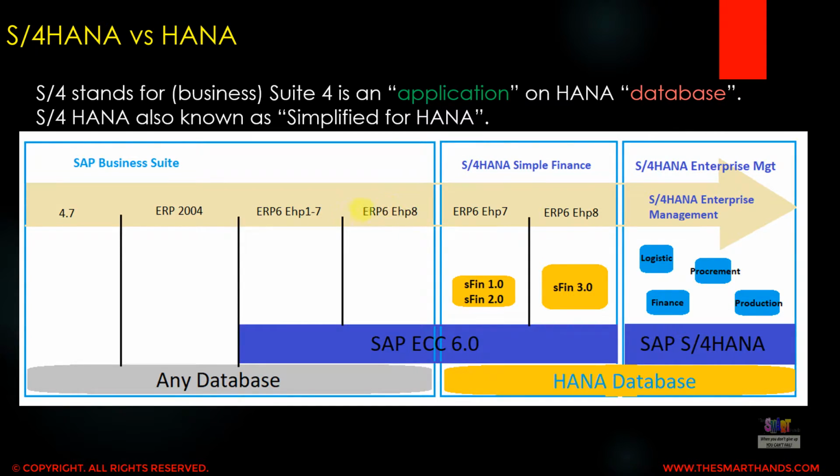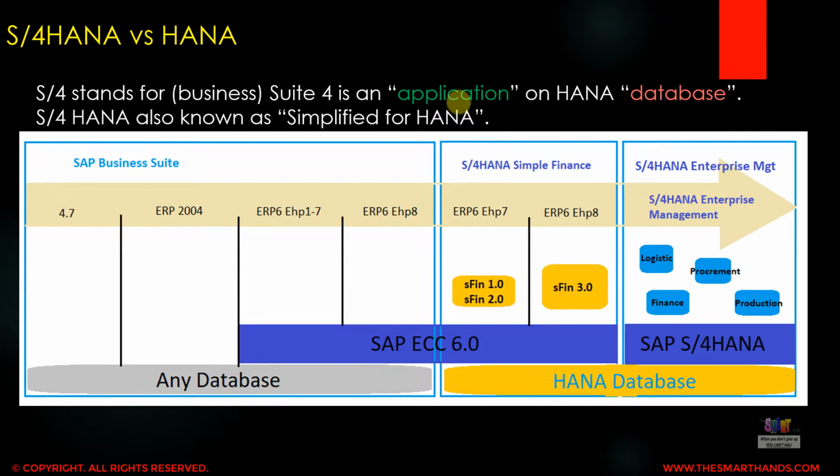Up to EHP 8, any database could be used. For example, we can use an Oracle database or an IBM database to run this SAP system. But starting from EHP 7 of the old ECC 6 system, a new database called HANA Database was introduced. So with EHP 7 and EHP 8, you can use either any database or go for the latest HANA Database. This was just an overlap between the old databases and the latest HANA Database.